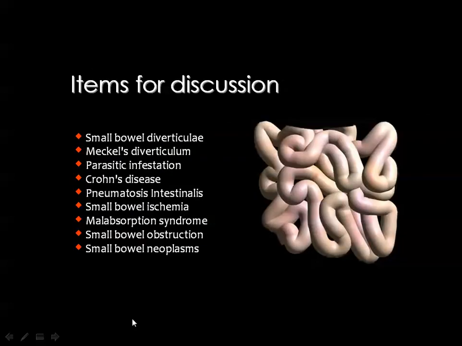Then, what are the items we would like to discuss in the small bowel? We'll start with the small bowel diverticuli, including also Meckel's diverticulum, then parasitic infestations, and one of the most important diseases, which is Crohn's disease. Then some words about pneumatosis intestinalis and small bowel ischemia. Then we'll talk about malabsorption syndrome, small bowel obstruction, and finally small bowel neoplasms.